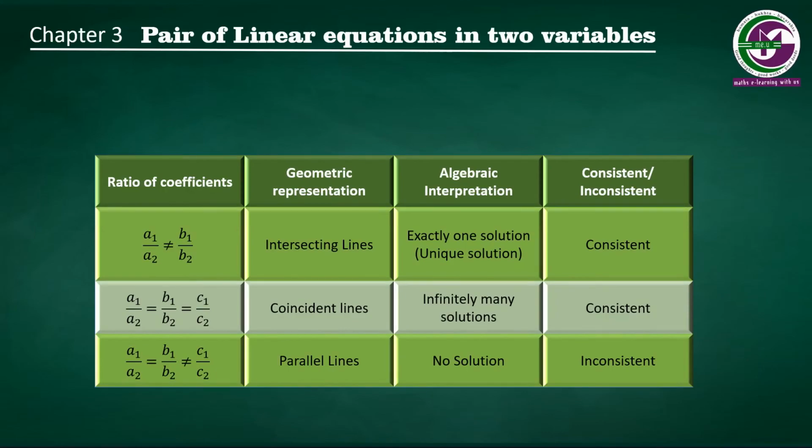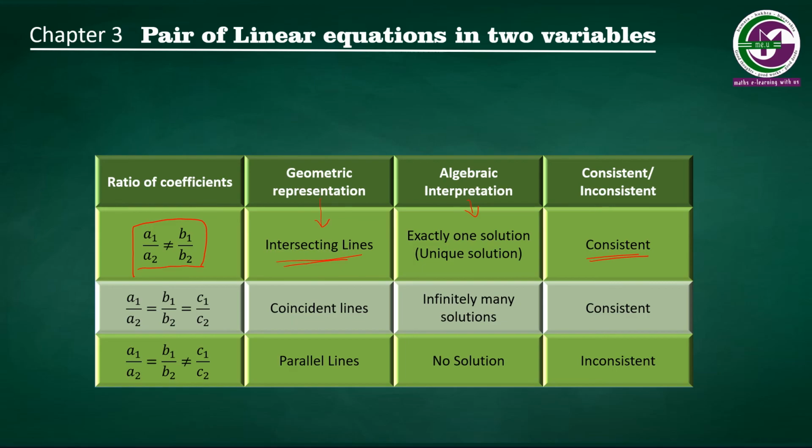To sum up, you can see the table here. So the ratio of the coefficients is given. When a1 by a2 is not equal to b1 by b2, the geometric representation is intersecting lines and the algebraic interpretation is exactly one solution, or unique solution. And when there is a solution, the word used is consistent. Consistent means there is a solution. So whenever the pair of linear equations has solutions, it is a consistent pair of linear equations.